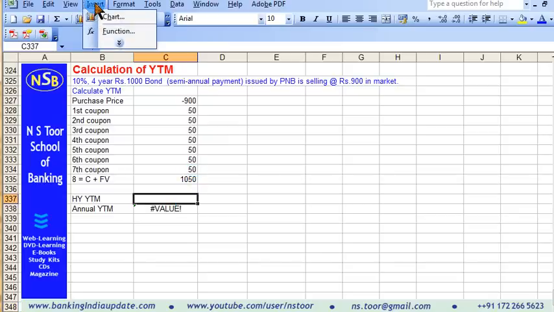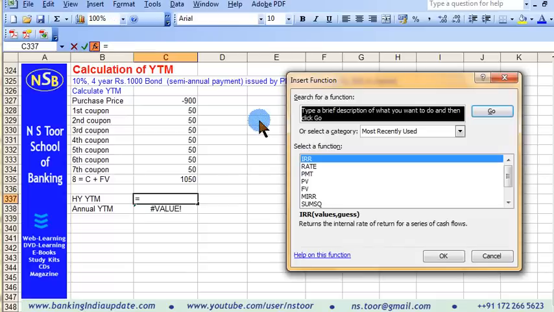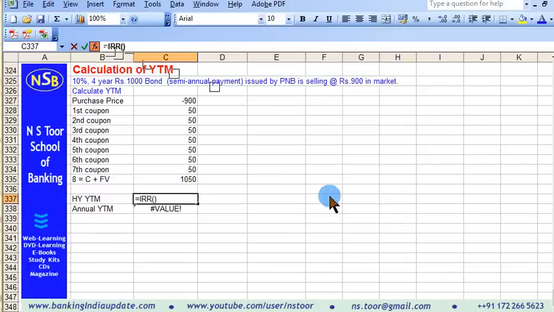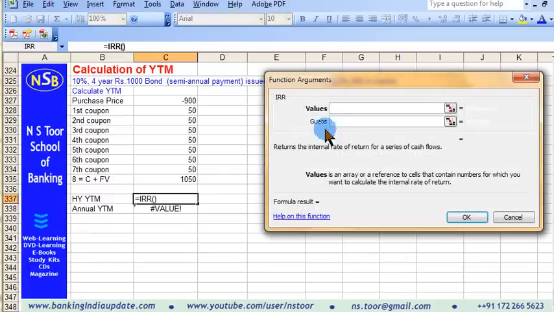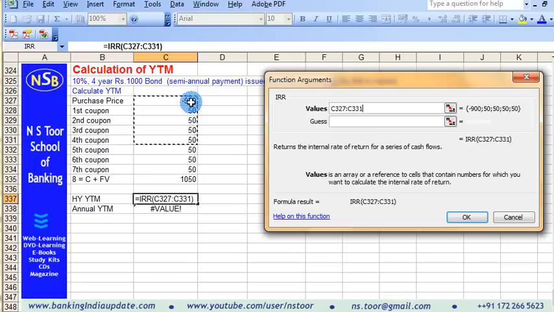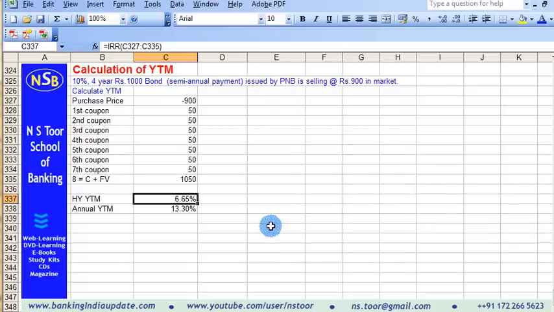We go to insert. We select function. Here we select IRR. And now we shall place the values. So starting from the purchase price, we place the values. So we get 6.65%. So let us place it, 6.65%. Now, because this is based on semi-annual coupon, the annual YTM in this case would be 13.30%.